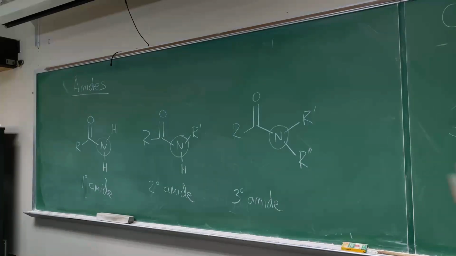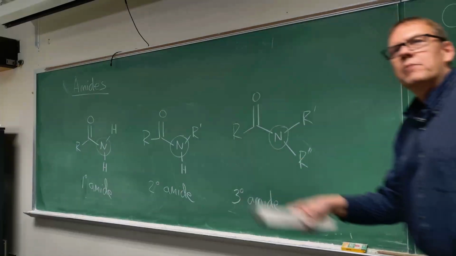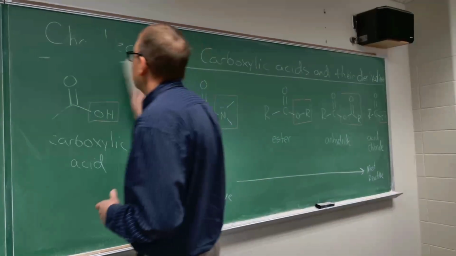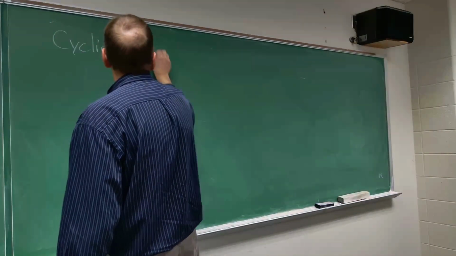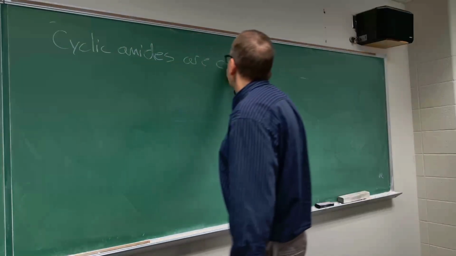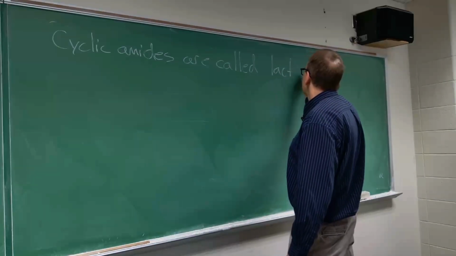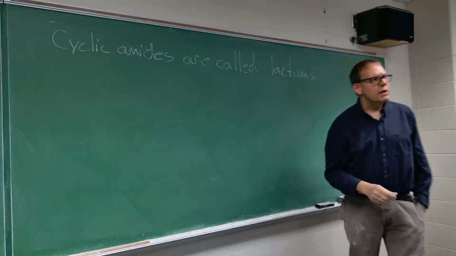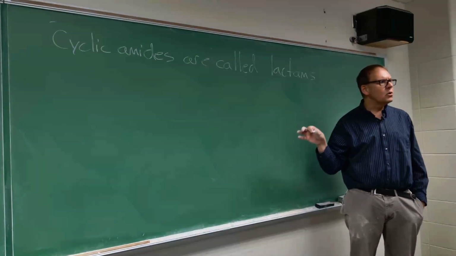Okay, cyclic amides. You can have cyclic amides too, like we saw with the molecule of the day, a cyclic amide, an amide that was in a four-membered ring. Those are called lactams. So we're going to talk about cyclic amides next. Cyclic amides are called lactams. And it's a bit unfortunate that the first part of the name sounds pretty much the same as lactone and lactam.